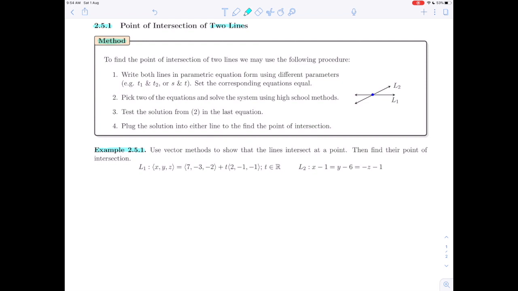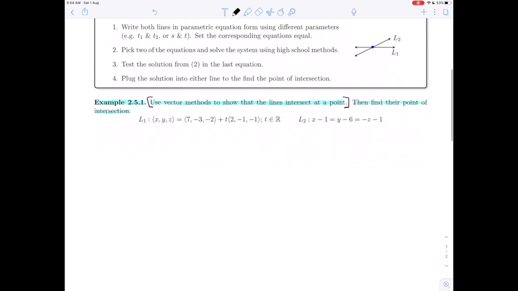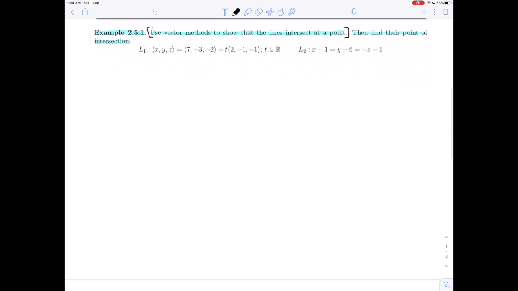The example says to use vector methods to show that the lines intersect at a point. That is review, something that we did in our relative positions unit, so it will be a little reinforcement of material we've seen before. Then we are asked to find their point of intersection, using the method outlined in the box above. Let's start with the first part, and then we'll proceed to the method outlined above.